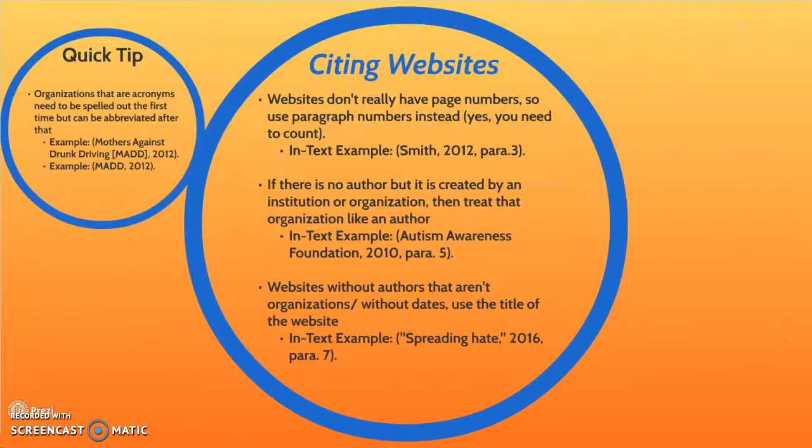So we're going to start with citing websites. I got a lot of emails about this, so here's some examples. If you don't have page numbers, websites typically don't. First bullet, if there's no author but there's an organization like Autism Awareness or some government document, there it is. Websites without authors that aren't organizations or without dates, there's an example. And if it doesn't have an author or a date, I strongly suggest you making sure that it's a good source.